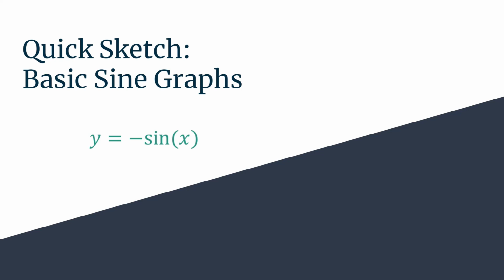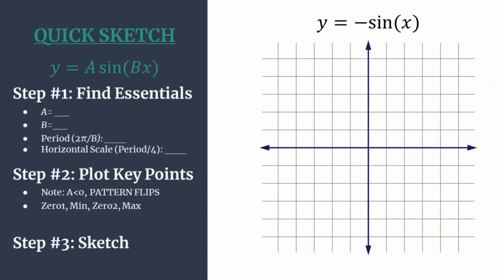Today we'll look at how to make a quick sketch of y equals negative sine x. So the negative is the key piece here. It'll be a little bit different from a graph, of course, that doesn't have a negative. But all that negative does is reflect all the points vertically, so over the x-axis. Let's take a look. We have our usual setup with the general form of the equation and our 3 steps.